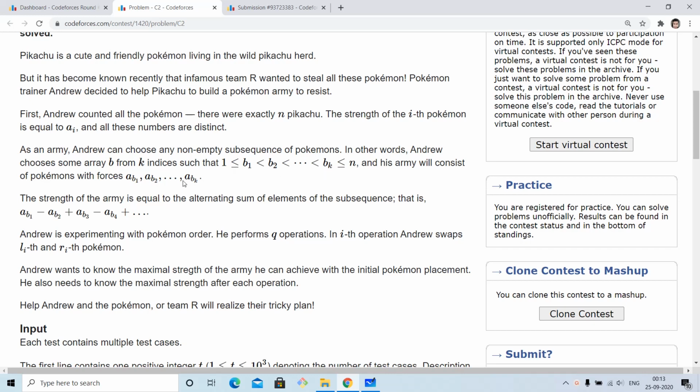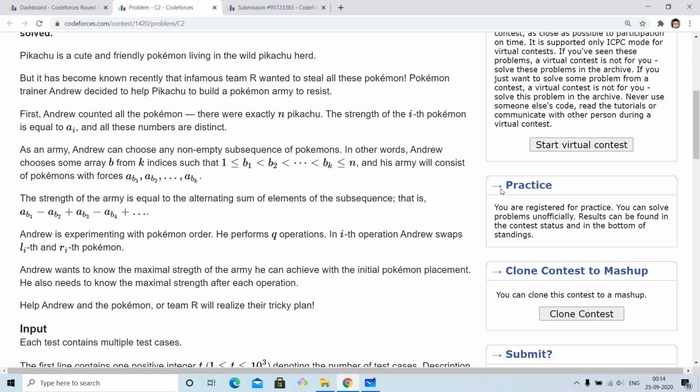a_b1, a_b2, up to a_bk, and then we have to choose the subsequence whose value, called the strength, is the maximum, and then we have to print that maximum value as well. That is a_b1 minus a_b2 plus a_b3 minus a_b4, the alternating sum of the elements of the subsequence with signs plus and minus, all the way up to a_bk, right?